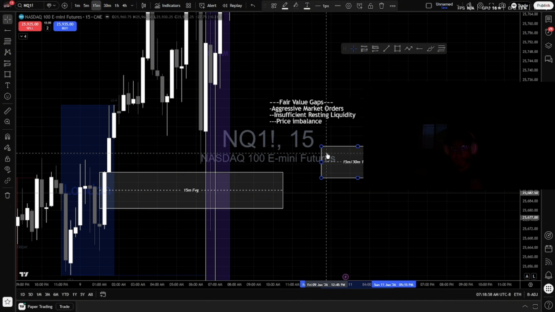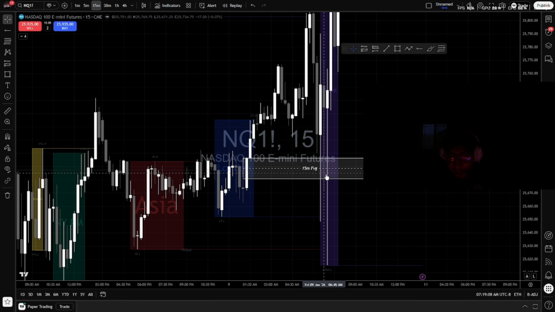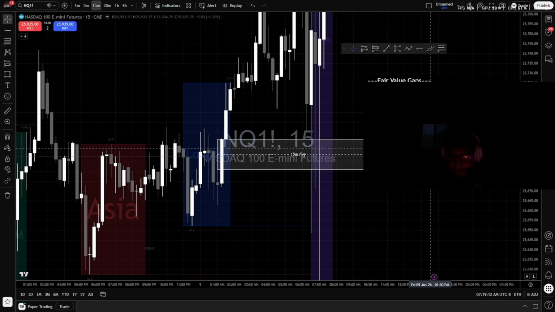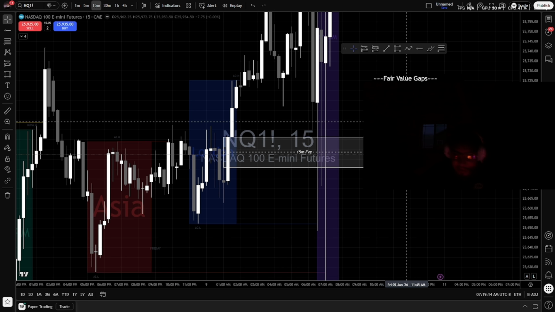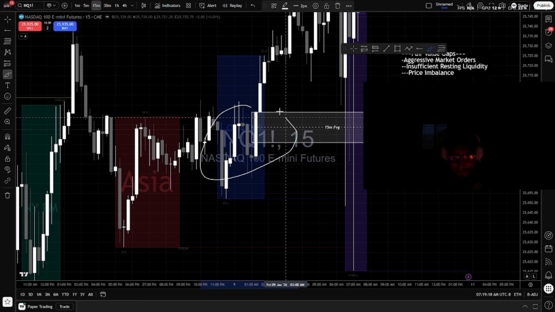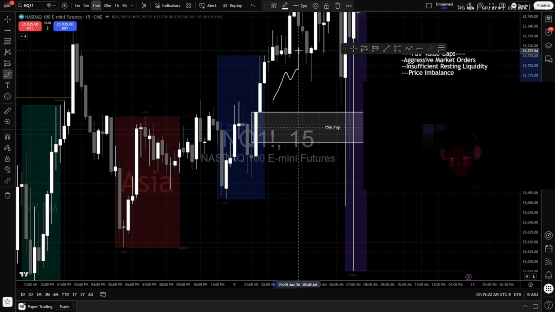Remember, market makers can just cancel the orders, and price will never come and seek to rebalance at that area. And I'll show you a perfect example of a fair value gap that, I guess you could say, didn't hold well, like a bad fair value gap right here, right? So see price here accumulates in the 15-minute, right? And then we quickly have an expansion towards the upside.